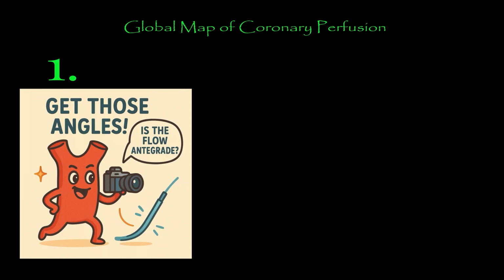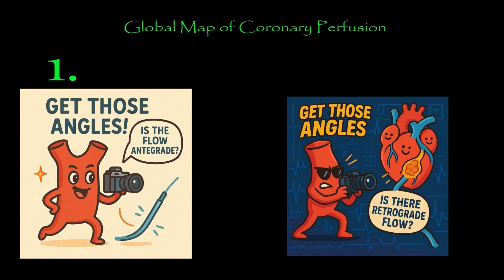One, is the flow antegrade? Meaning, is the flow moving forward into the native vessel? And two, is there retrograde flow? So is there flow moving backward up the vessel due to a blockage? Those are the two key questions. Retrograde filling tells us that somewhere upstream there's either severe disease or a total occlusion. And understanding which territories are fed antegrade versus retrograde helps us predict which areas are at risk for ischemia.